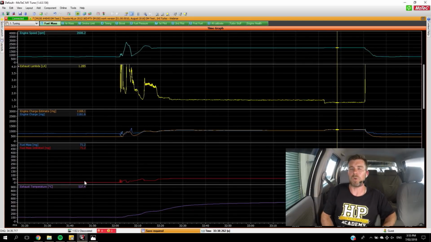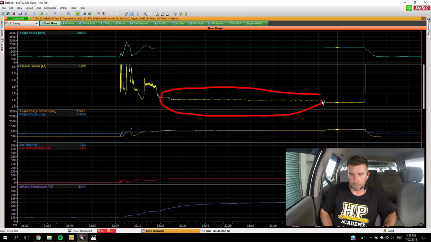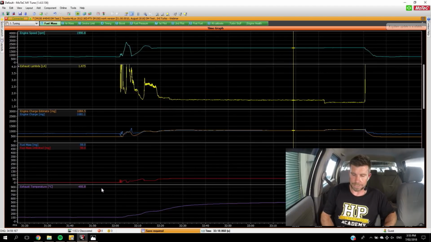So this is a really important point. We can't measure the temperature of the combustion chamber directly, but what we can measure is the exhaust gas temperature. So we can see that over a good chunk of this log here, before I made any changes, we're sitting at a lambda of about 1.47, 1.5. It's obviously moving around slightly, and we can see at the same point that our exhaust gas temperature is stabilized at about 495 degrees centigrade.